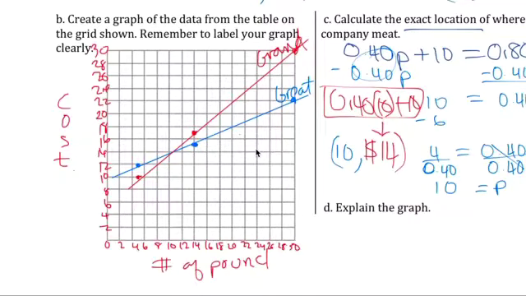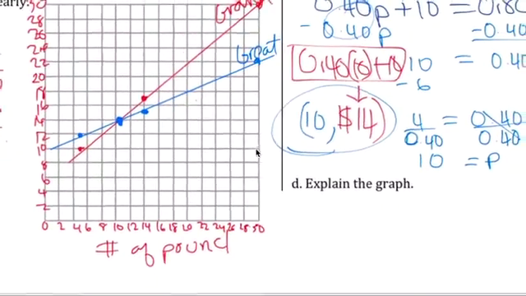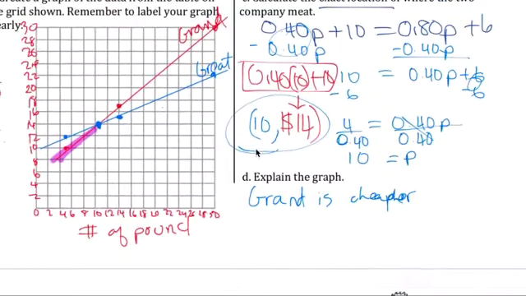Notice the exact intersection is the same as right here. $10 for 14. 10 pounds for $14, somewhere around that, right? Explain the graph. Okay. Grand, notice Grand is cheaper before 10 pounds because the graph is lower. Grand is cheaper if you have less than 10 pounds.